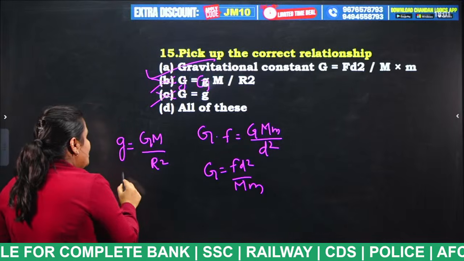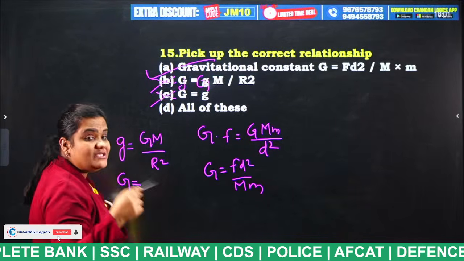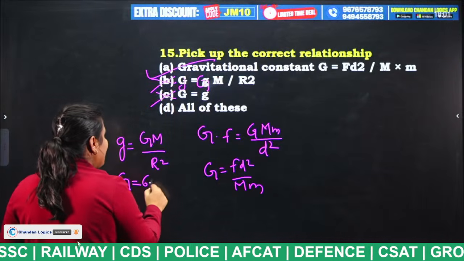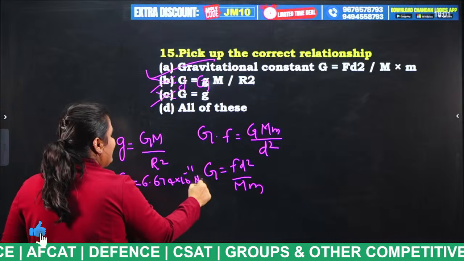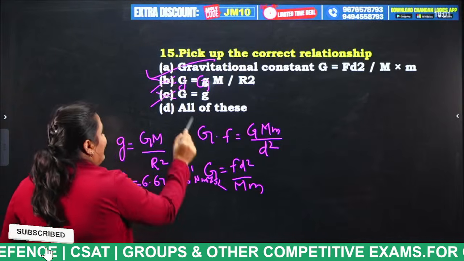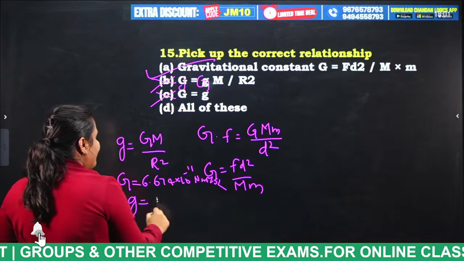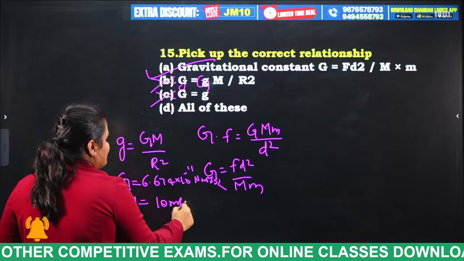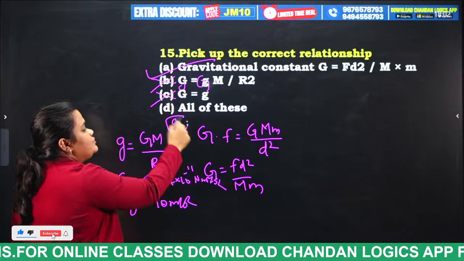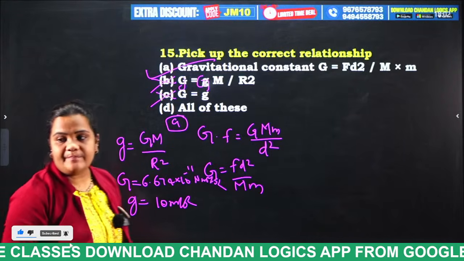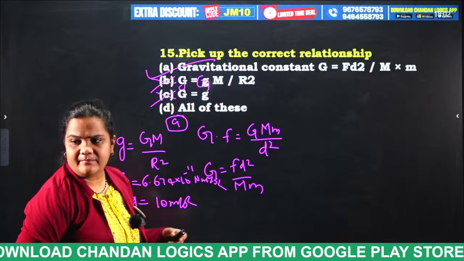Why? Because of the universal gas constant. So, what is the gravitational constant? It is 6.674 into 10 power minus 11 Newton meter square per second square. But small g, acceleration due to gravity, is 10 meters per second square. So this is not correct. So what is the answer, students? Only A is the correct option in this question. Very, very good evening. Next question.